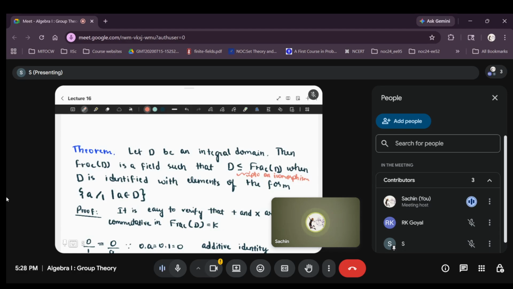So it's not exactly contained, it's not exactly an element in the sense that, see, the elements of D are not equivalence classes, right? But the elements of K are actually equivalence classes. So it's not correct to say that the elements of D are actually a subset of K. We can only find a subset of K such that it is isomorphic to D. In that sense, D is contained in K.